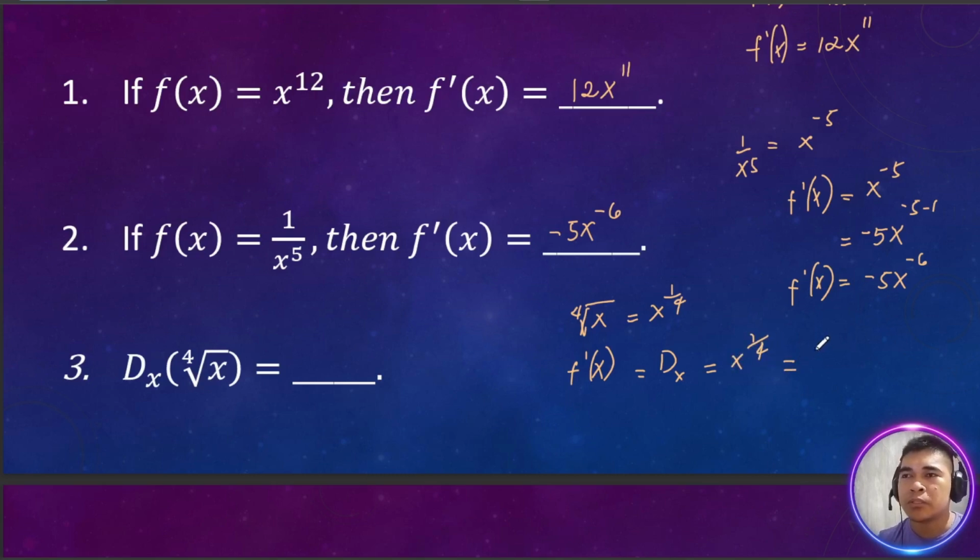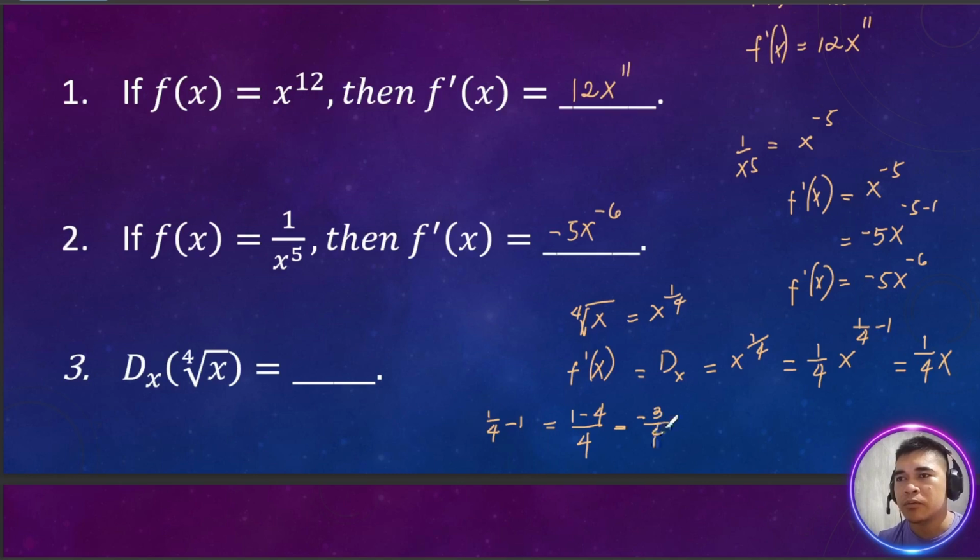So, our n is 1/4, so 1/4 x to the power of 1/4 minus 1, equals 1/4 x to the power of 1/4 minus 1. The LCD is 4. So 4 divided by 4 equals 1 times 1, 1 minus 4. So we have negative 3/4, the power of negative 3/4.